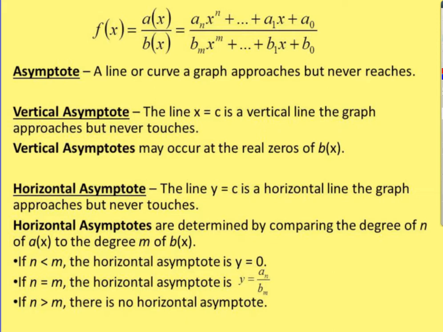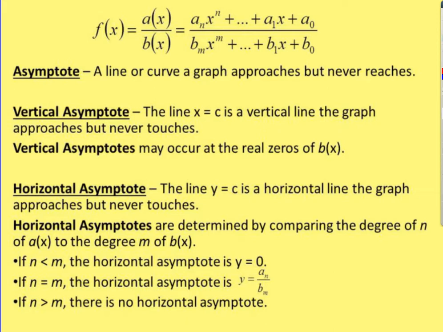Horizontal asymptote has a couple extra rules. It's going to be a line of the form y is equal to c. And again, it's going to be a horizontal line that it approaches but never touches. To find the horizontal asymptote, you first have to look at the degree of a of x and the degree of b of x. If the degree of a of x is less than the degree of b of x, then we're going to have a horizontal asymptote at y is equal to 0.